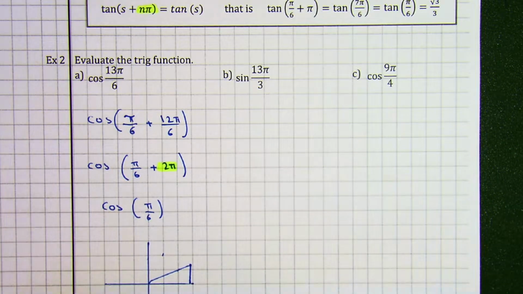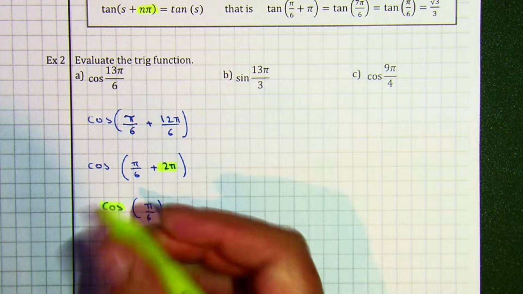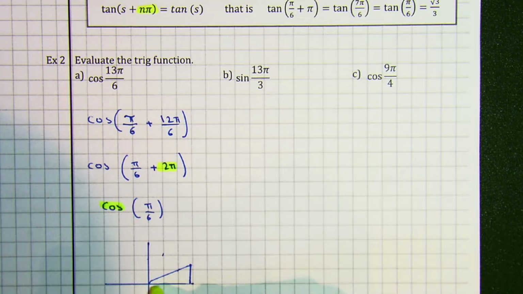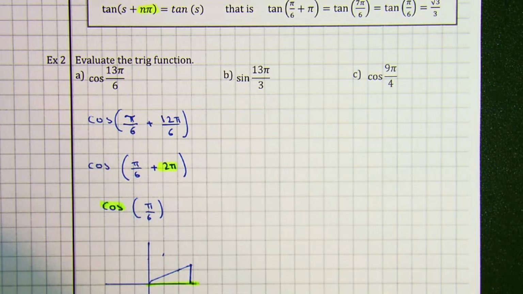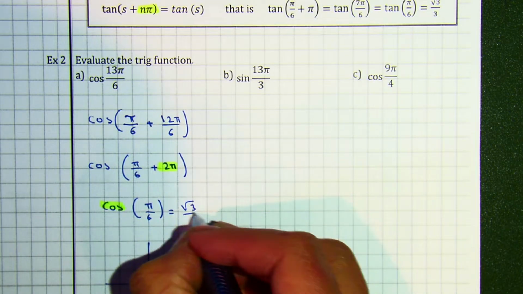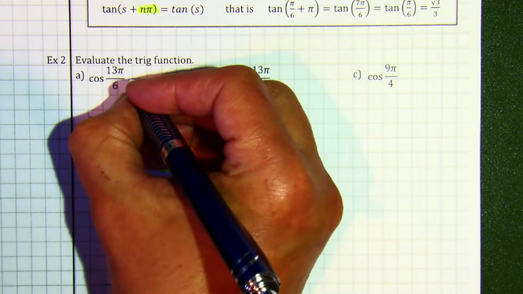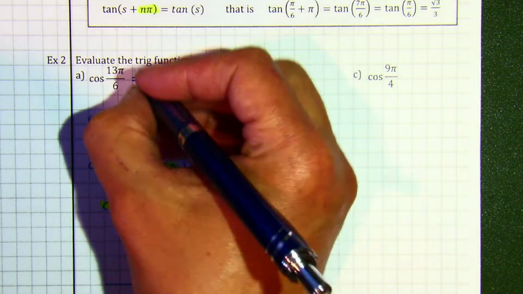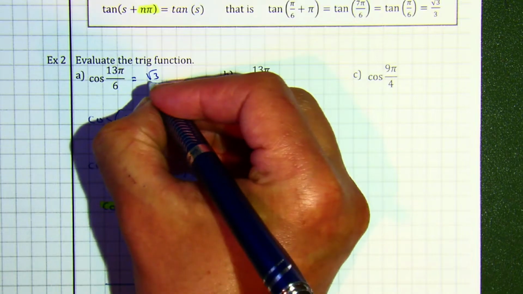And then I need to think, cosine, is that my x or my y? Cosine is my x value. And is that my longer side or my shorter side? That is the longer side, which is the square root of 3 over 2. So therefore, the cosine of pi over 6 is the same as the square root of 3 over 2. So therefore, the cosine of 13 pi over 6 is the square root of 3 over 2.